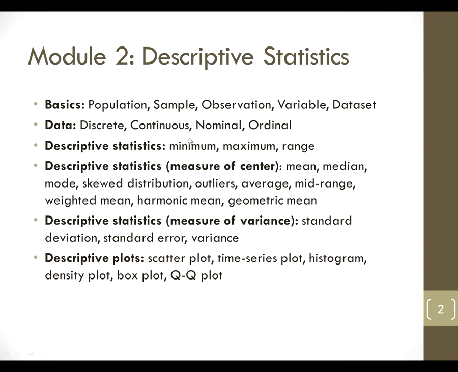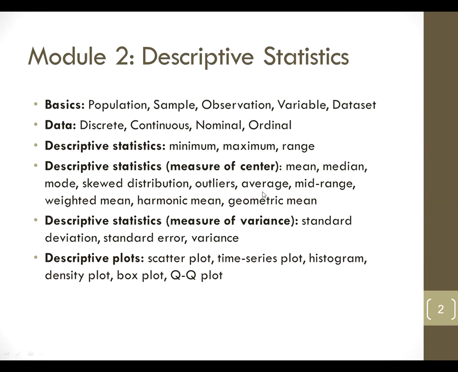Our basic descriptive statistics, especially for numeric data, are the minimum and maximum values, and together those describe the range of data. We talked about a few different measures of center, so the mean, the median, and the mode, which again are all the same for a normal distribution. A normal distribution is symmetric about its mean, which means that the mean, median, and mode are all going to be the same.